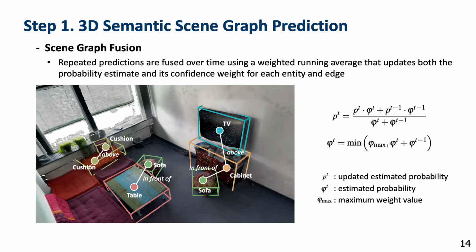As predictions for nodes and edges are repeatedly produced over time, it is crucial to accumulate them stably and consistently, and merge observations that correspond to the same object. To achieve this, our system adopts a weighted running average scheme, which updates both the probability predictions and their confidence at each time step. As a result, we can integrate per-frame graph predictions into a consistent global scene graph.